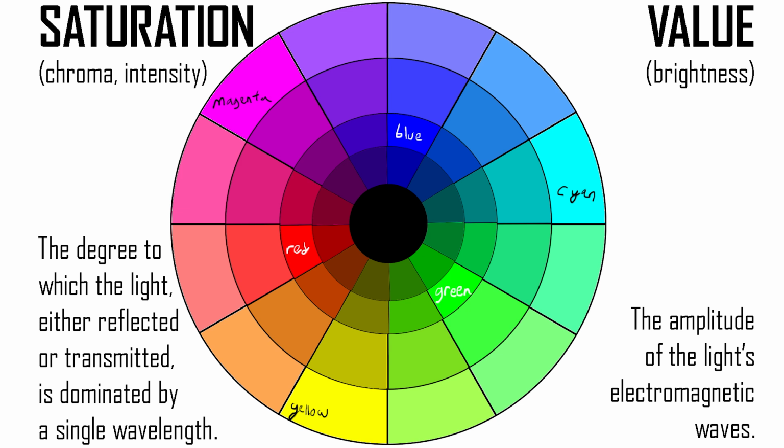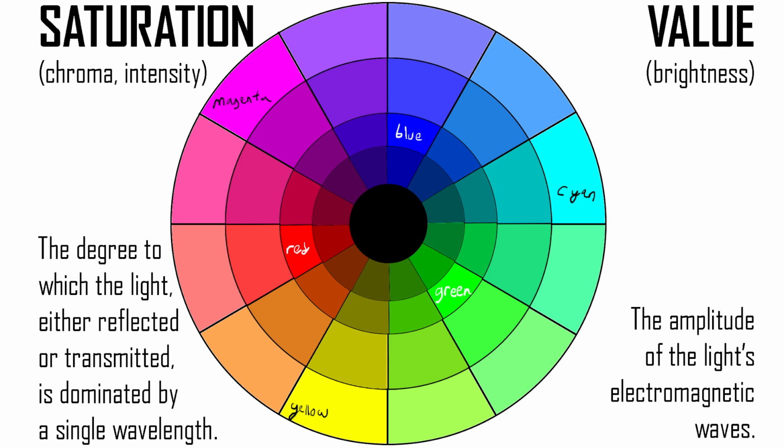Value refers to how light or dark a color is, the density and the amplitude of the radiation being reflected. In this color wheel, the colors are becoming lower in value as they approach the center of the wheel, eventually going to black, which is a value of 0.